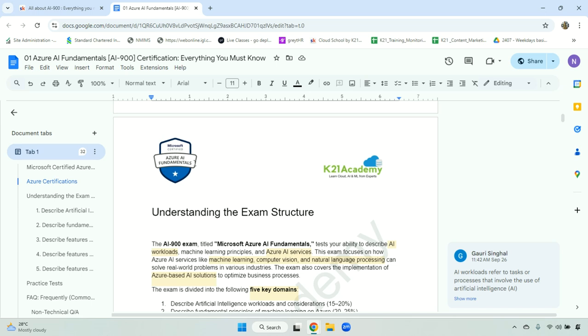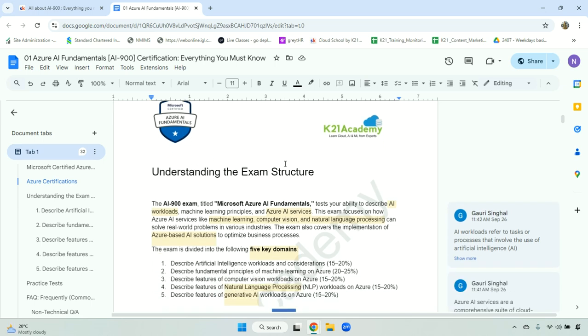So AI-900, as I said, talks about Azure AI Fundamentals. Now we are going to understand the exam structure. What is the exam structure? How many domains should we be focusing on in this particular course? What would be the weightage of each of these domains? These are the concepts we are going to discuss now.